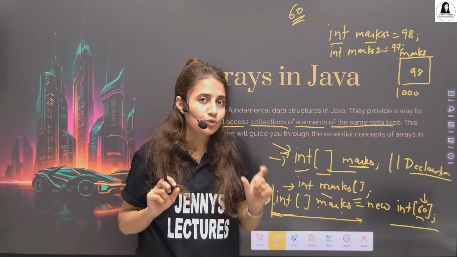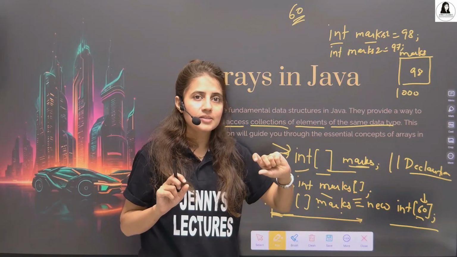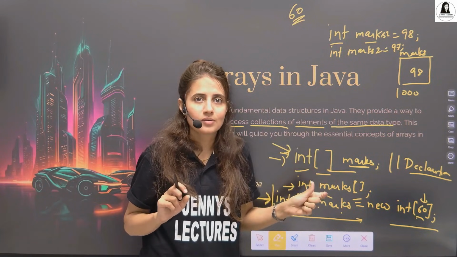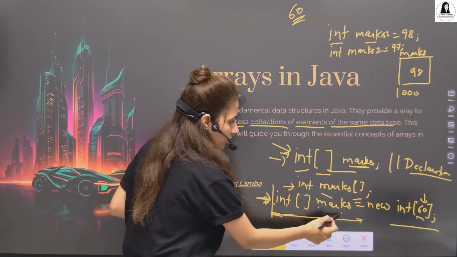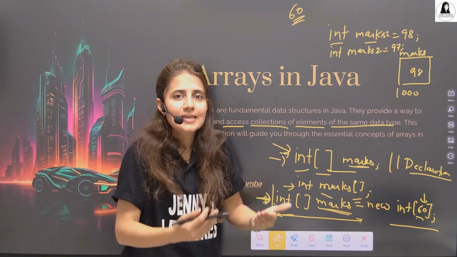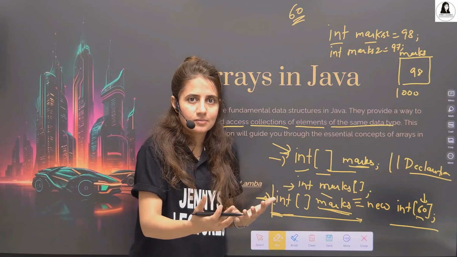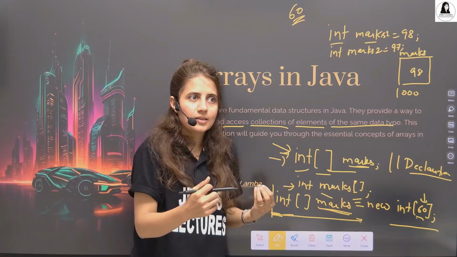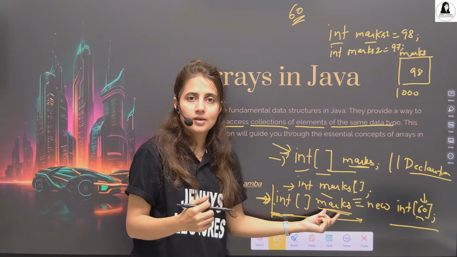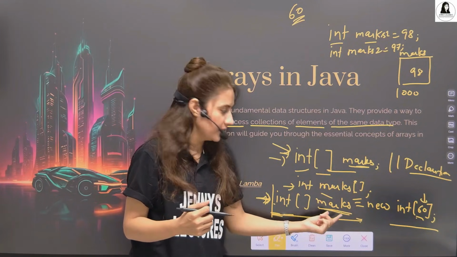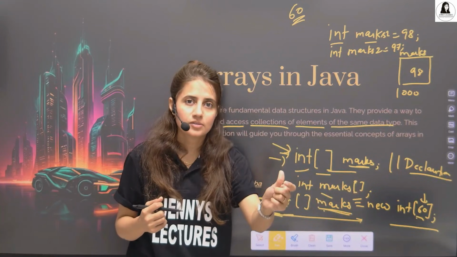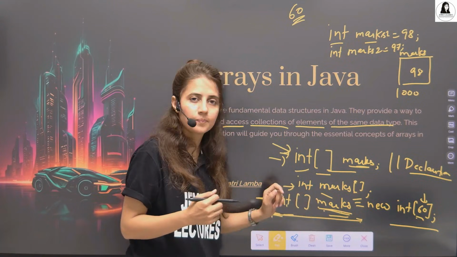I am telling you this because array is basically a special class in Java. So whenever you create this kind of thing, this marks is basically an object reference. It's not the actual array object, it is just an object reference. So basically it's an object, right?